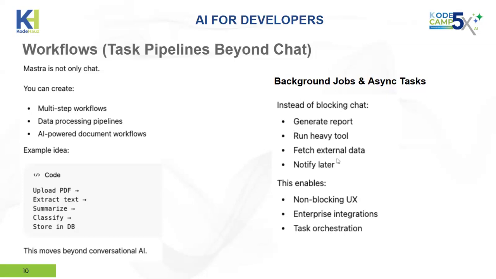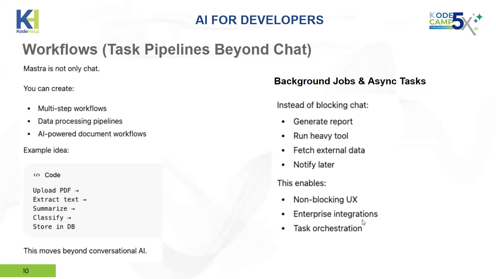You can also do background jobs, right? So background jobs come with Mastra as well. So instead of you having to block chat, doing other stuff, you can delegate some heavy stuff. For example, generating reports, running a heavy tool, fetching external data, notifications, and so on. You can delegate to a background job while the main thread is still responsive and available for the conversation. And when the background job is done, you also get a notification and then you can also notify the user, right? So that improves the user experience a lot because you don't have blocking UX.